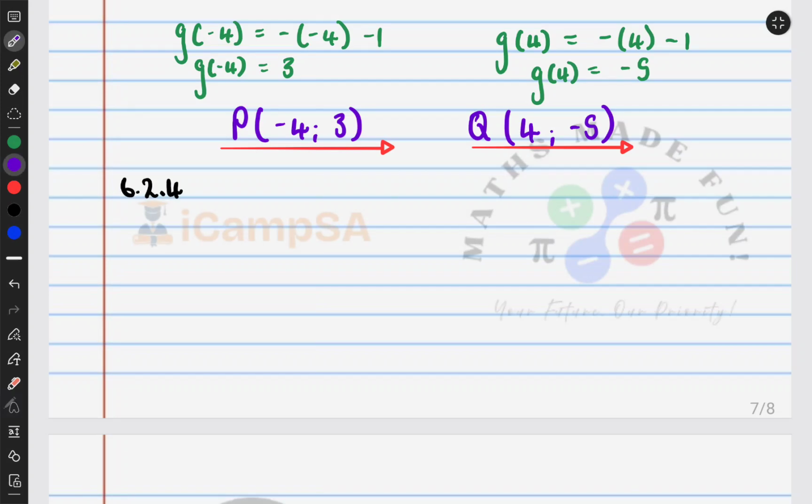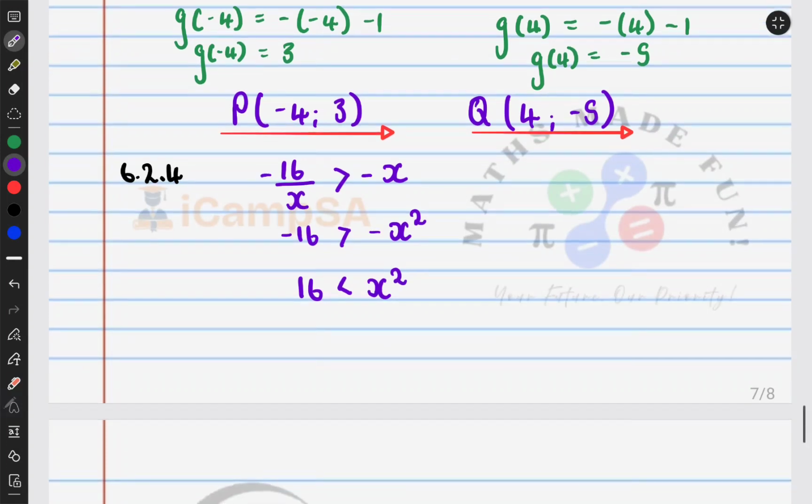6.2.4, we have negative 16 over x greater than negative x. Let's solve the inequality. Multiply by x on both sides. We're going to have negative 16 greater than negative x squared. We divide by a negative on both sides, so the sign is going to change. We're going to have 16 is less than x squared.